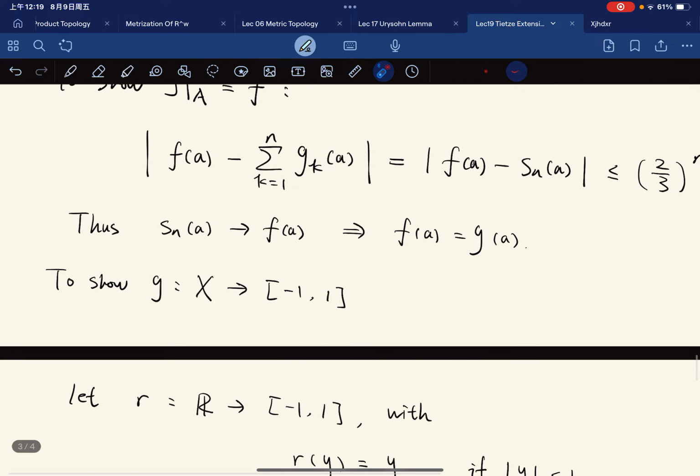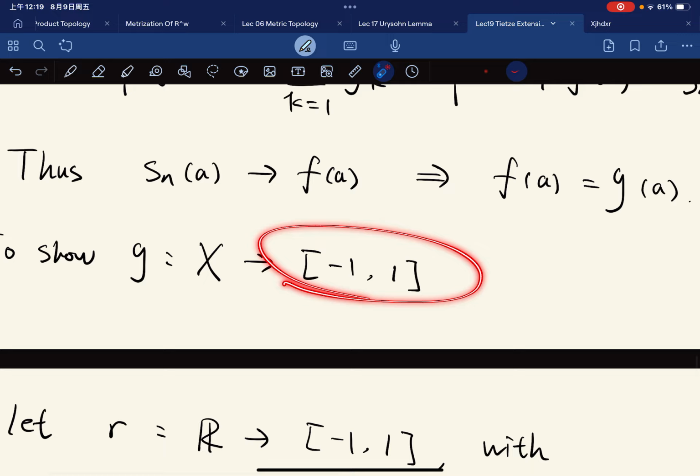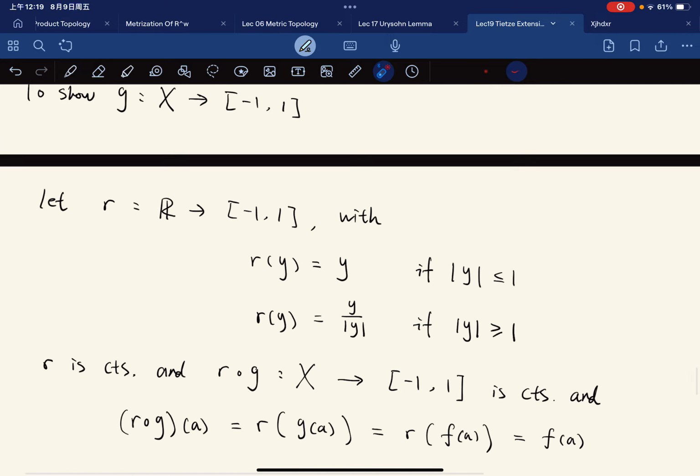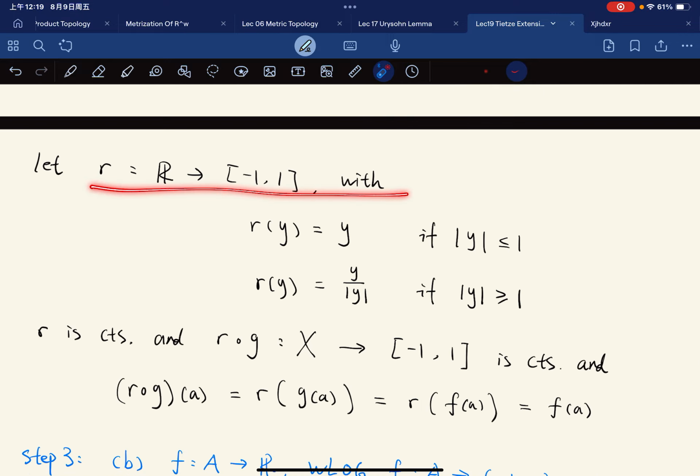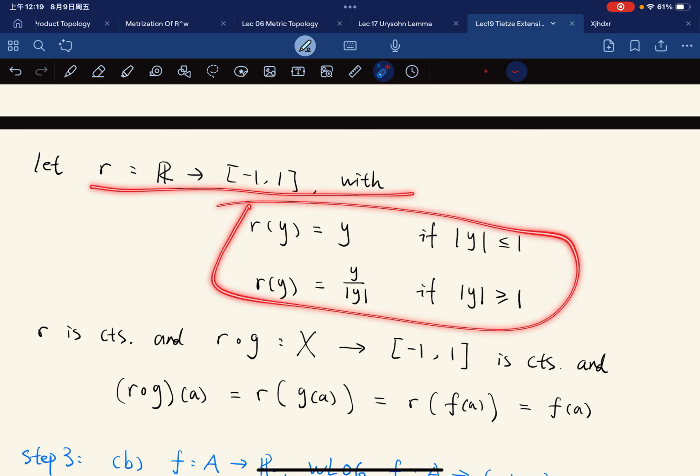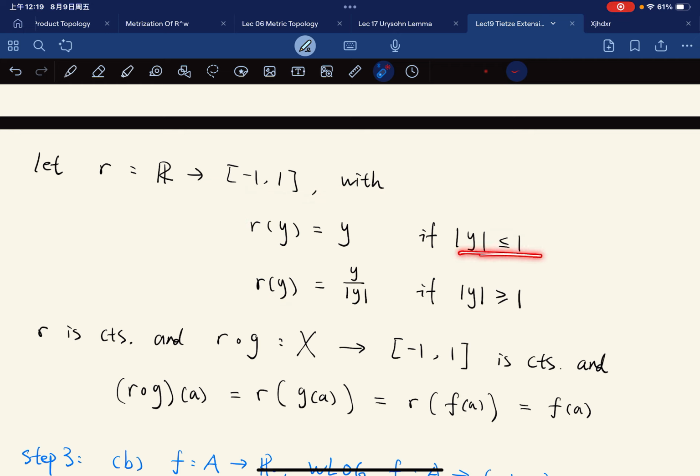And to show that g actually maps into this closed interval, we just scale it. Let r be the scaling function. If you're in between, you're good. If you're outside, you just normalize it.